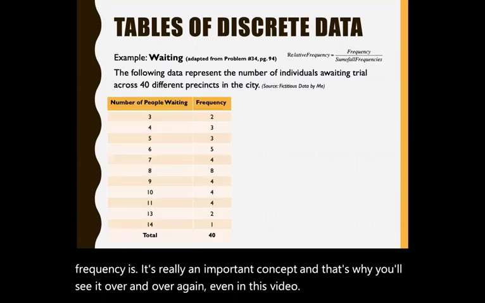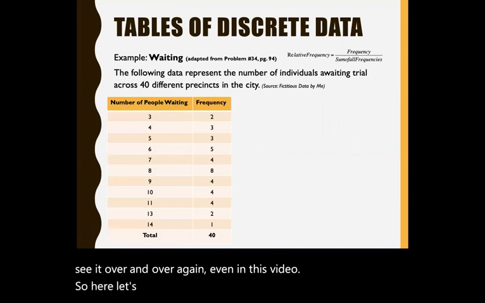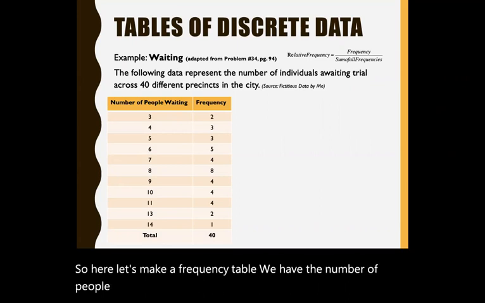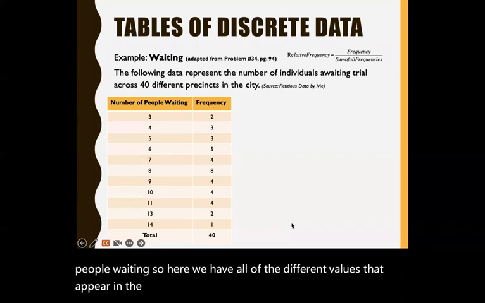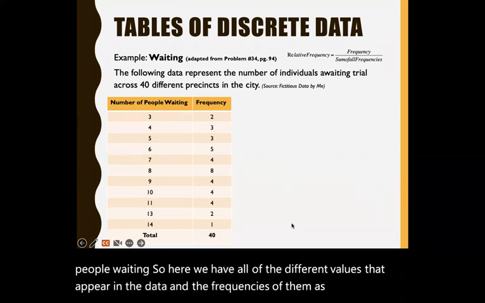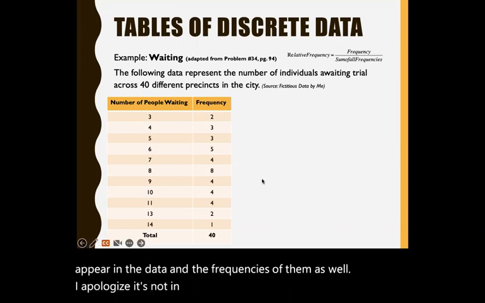So here, let's make a frequency table. We have the number of people waiting. So here we have all of the different values that appear in the data and the frequencies of them as well. Oh, I apologize. It's not in minutes. It's the number of people waiting.